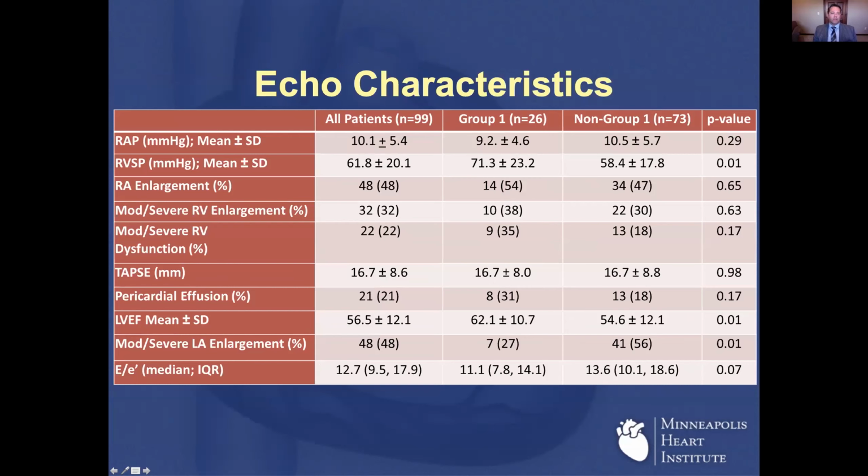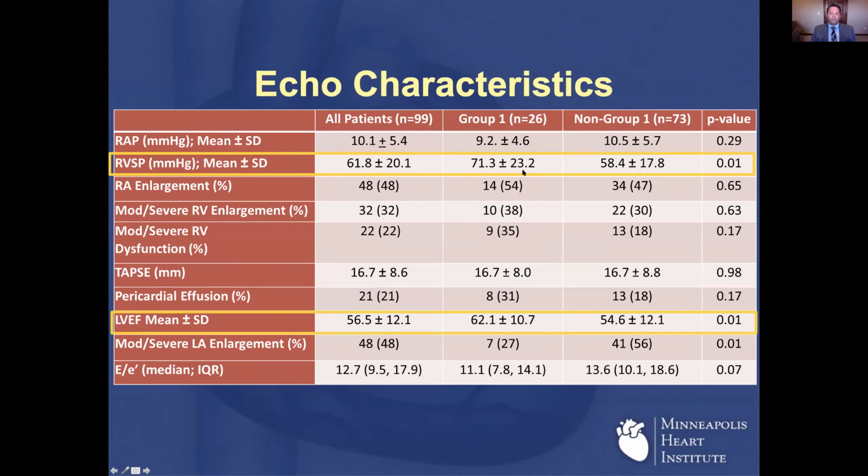When we look at echo characteristics, what we see is that the right atrial pressure is elevated amongst both groups with no difference. RVSP, no surprise, was a little bit elevated, more so in the PAH group. Ejection fraction was also a little bit higher in the PAH group, and left atrial enlargement occurred more commonly in the non-PAH group. No surprise.